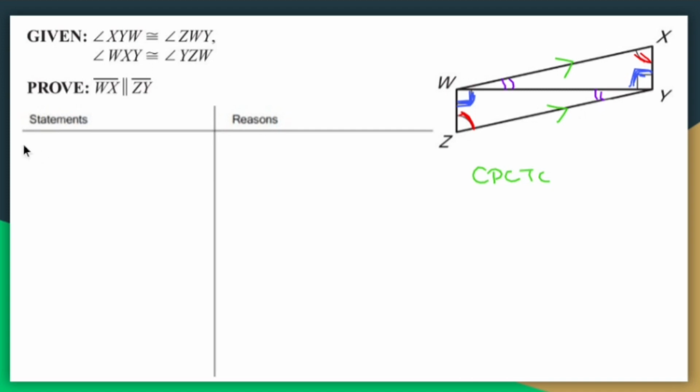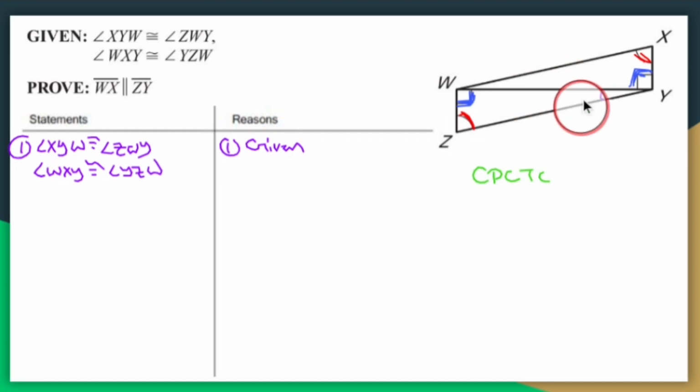Bear with me. Step number one is my given. Okay. Now my given, once again, gave me two angles. What I have is a shared side. That shared side is going to have to be explained. I have to say, and it's stupid, it's always been stupid, but WY is congruent to WY. And that's the reflexive property.